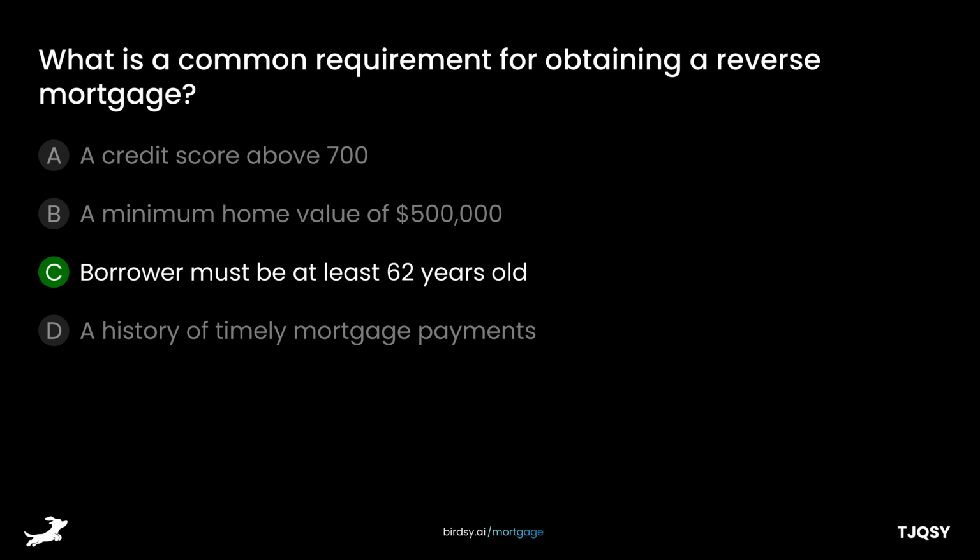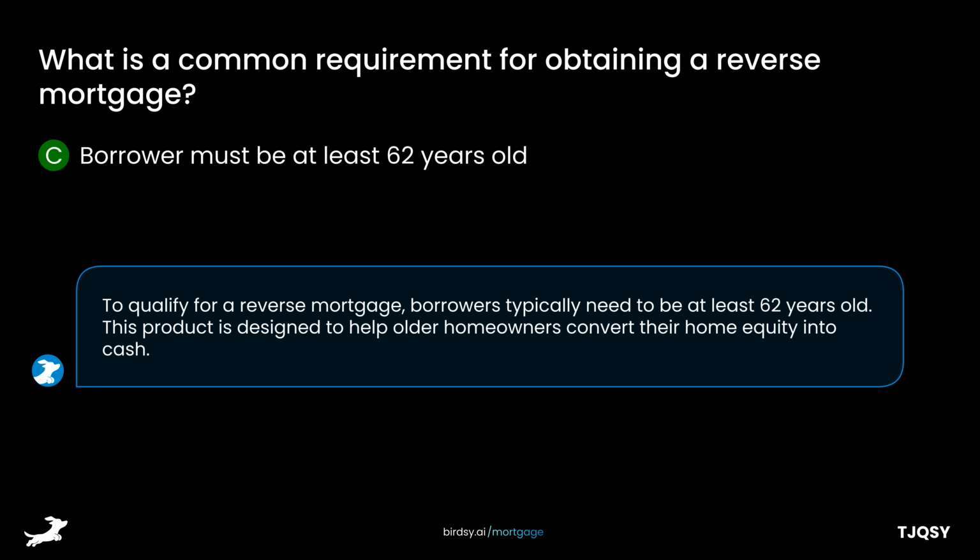The answer is C, borrower must be at least 62 years old. To qualify for a reverse mortgage, borrowers typically need to be at least 62 years old. This product is designed to help older homeowners convert their home equity into cash.